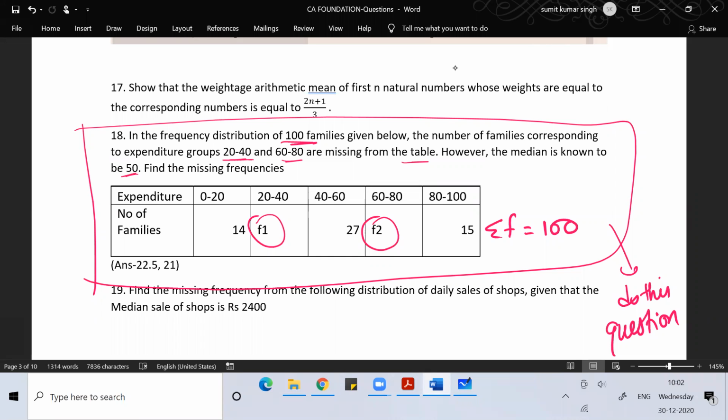Think how you will do this problem. From this first chapter, you will get only these kinds of problems in the exam, so you should know how to solve them. Use the logic I have taught you till now.